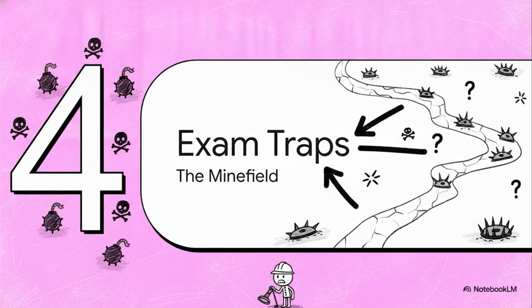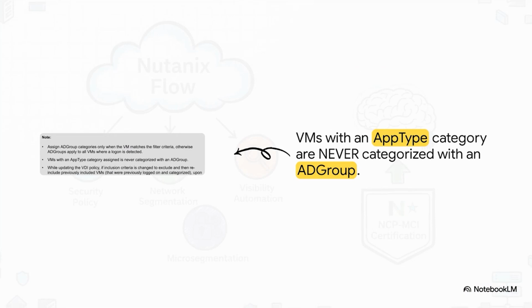Section 4, the minefield. Let's talk about exam traps. All right, focus up for this one. We are now entering the specific rules, limitations, and edge cases where otherwise completely knowledgeable candidates end up losing points on the NCP-MCI 7.5 exam.